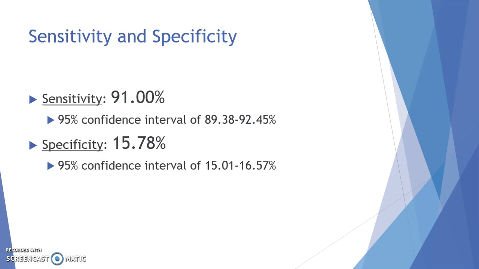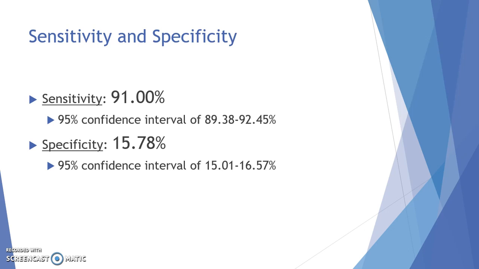So the sensitivity is about 91% with a confidence interval of 89 to 92. The specificity is 15.78% with a confidence interval of 15 to 16. This is a very highly predictive test. Since the sensitivity is so high, the probability that a test result will be positive when disease is present is very high. It's at 91%. This avoids the false negatives, and gives you the true positives.